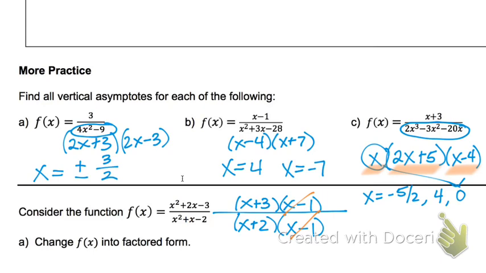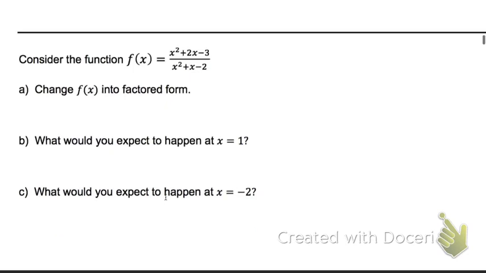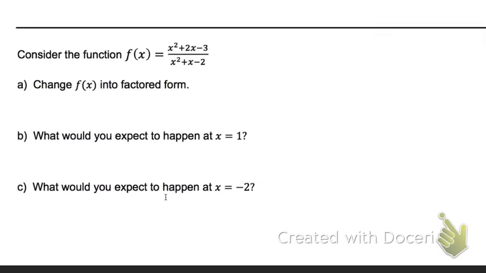So we changed it into factored form. Now, based on our rule, what would we expect at x equals 1 and x equals -2? What would we expect to happen? That there would be a vertical asymptote, but it got canceled, so I'm confused about that. But we'll just put it there because we're not sure yet.